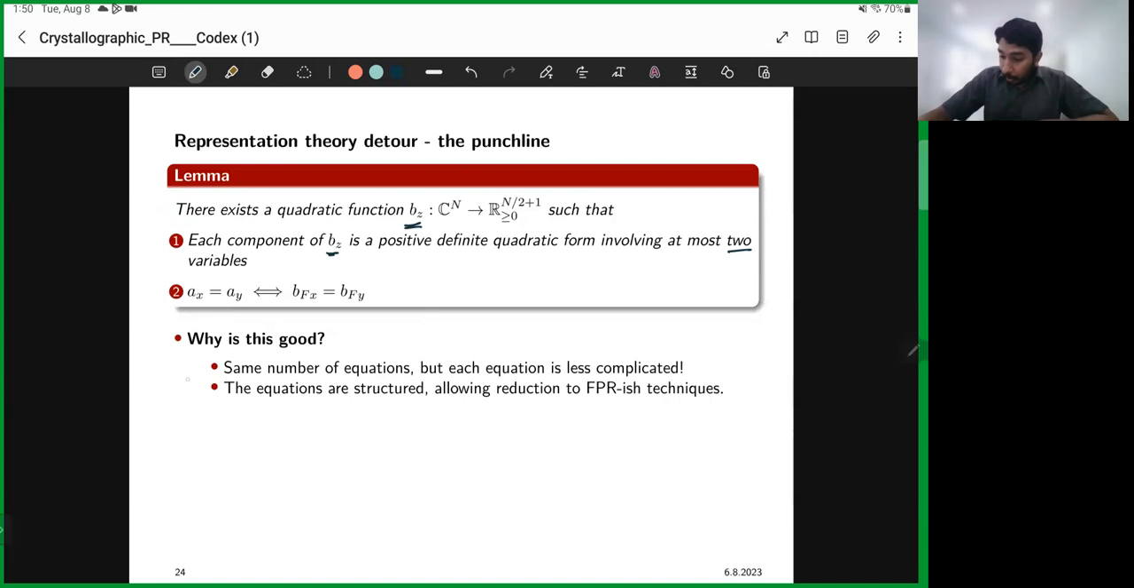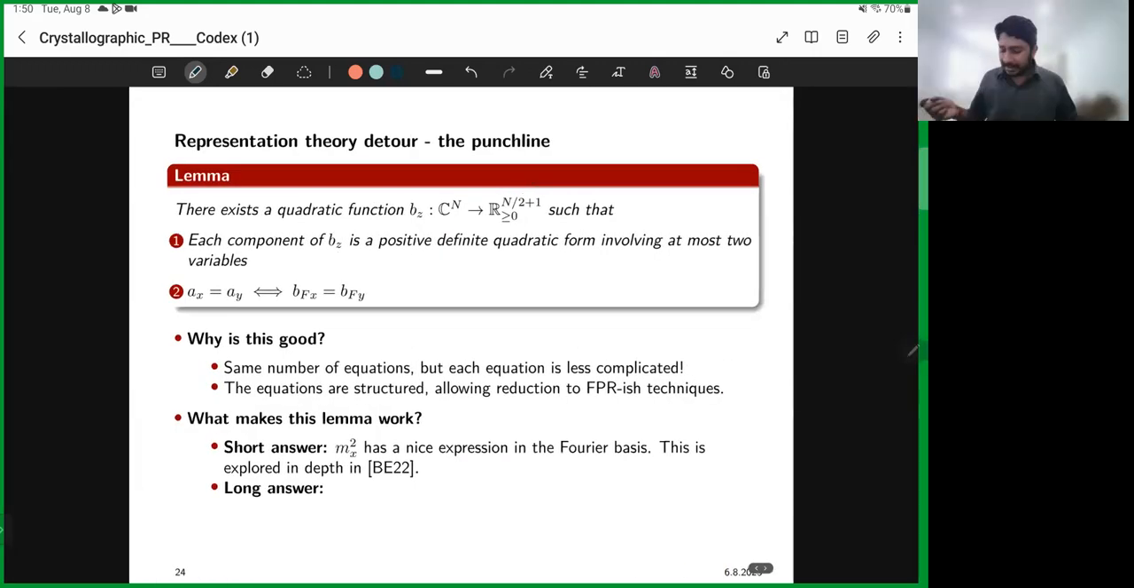Why is this good? Well, this tells you that I have the same number of equations. The number of equations did not change. It's still n over 2 plus 1, but each equation is less complicated. There's no interaction between variables, and there are no n variables per equation. There's at most 2 variables per equation, and we will see soon that this does the separation thing that we want that frame phase retrieval machine to do, right? Or the frame phase retrieval machine prefers, right? And the equations are structured, allowing reduction to these FPR techniques.